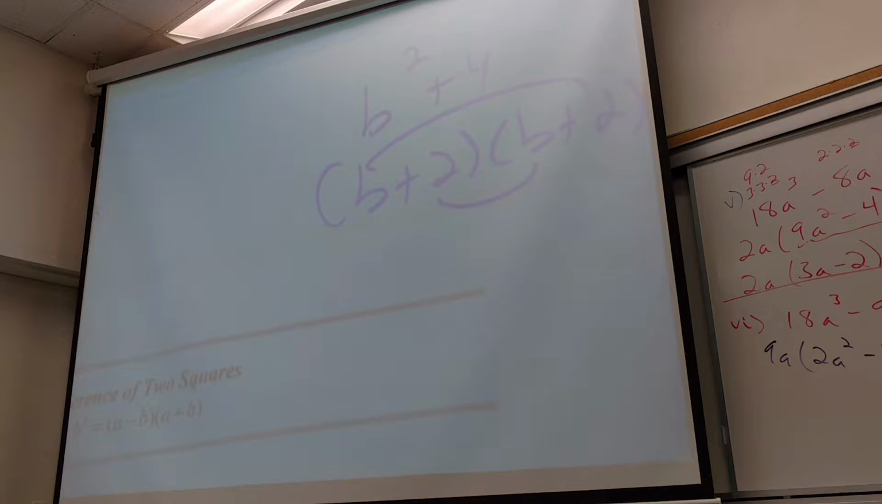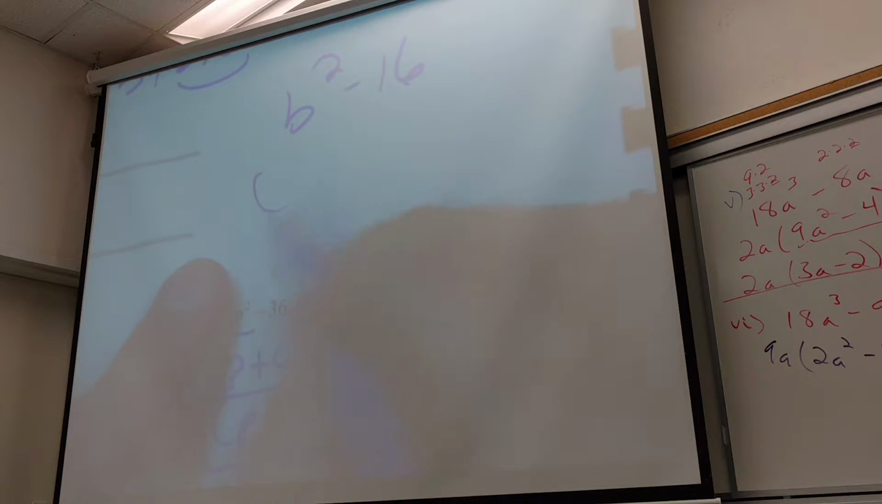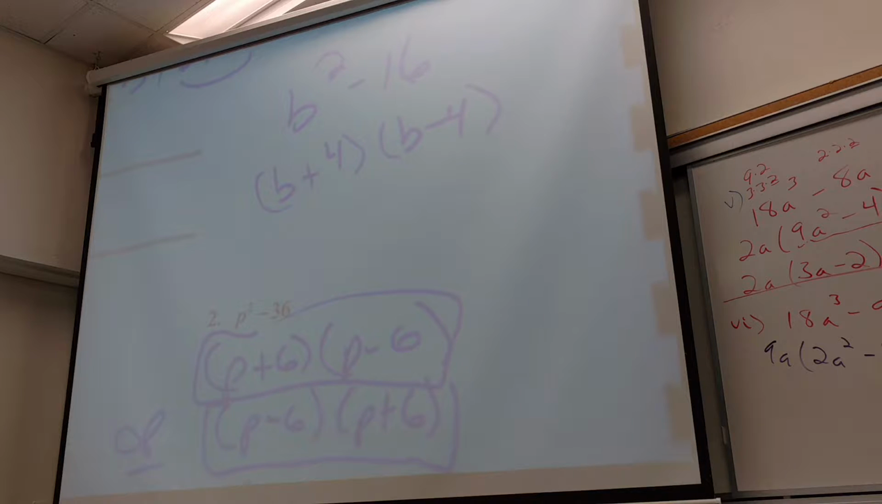So if it said b squared minus 16, would it still be prime? No. If it said b squared minus 16, can I do something with that? Yes, totally. b plus 4, b minus 4. Okay, I really want this to make sense. They're different signs, which allows the middle term to cancel, but since they are different signs, they must multiply to be negative. That's why a difference of squares works and a sum of squares doesn't work.